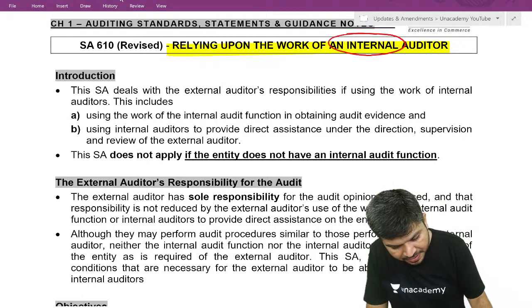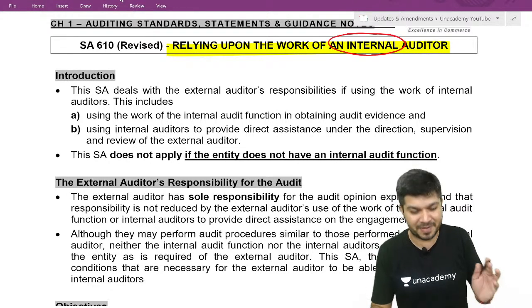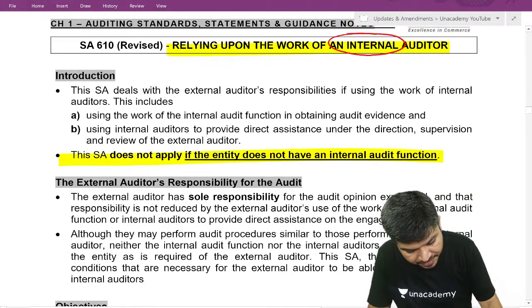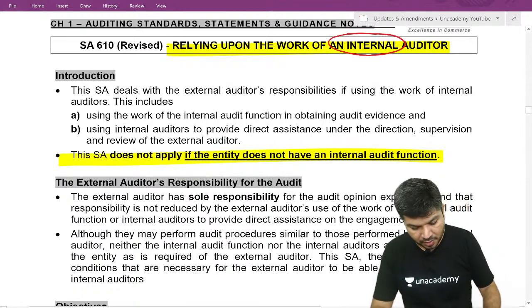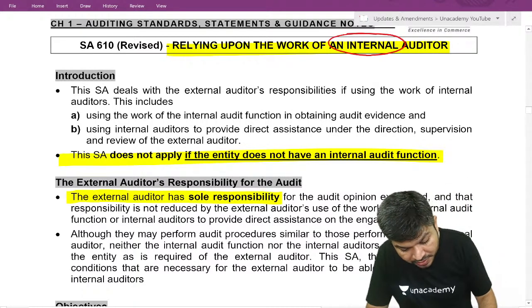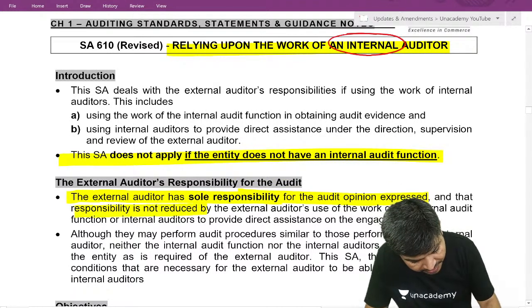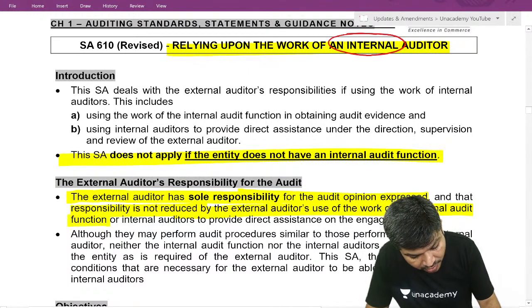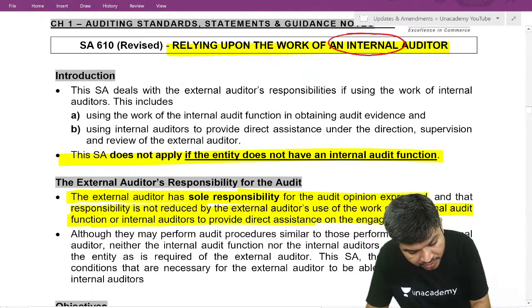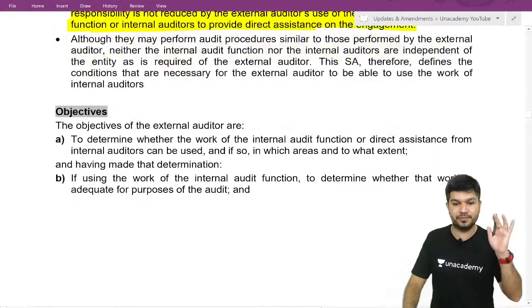So this standard is applicable only if they have an internal auditor. If they don't have an internal auditor, this standard doesn't apply. This standard doesn't apply if the entity does not have an internal audit function. Now, the external auditor has the sole responsibility for the opinion expressed, and the responsibility is not reduced by using the work of the internal audit function or by using internal auditors to provide direct assistance to you. Even if you use their work, the responsibility is solely on you.